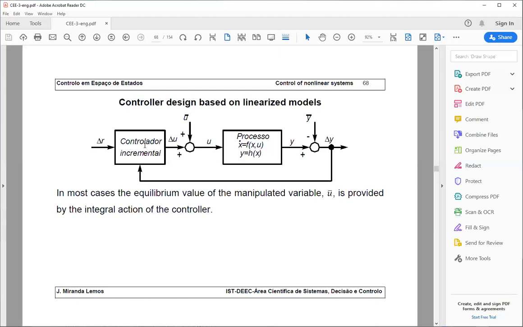This is because what your controller does is to produce the increments around the equilibrium point. So suppose that, for instance, your equilibrium point is u bar equal to 50%, and your delta u is minus 5%. So this means that the u that you are applying to the process is 50 minus 5, which is 45, still positive.